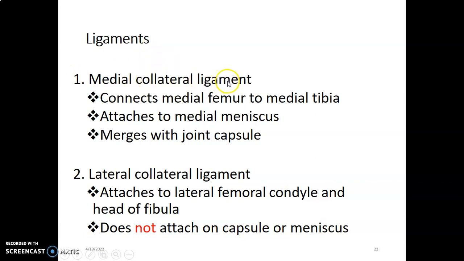The ligaments at the knee, which are stability factors. So we have the medial collateral ligament, which is the tibial collateral ligament, connecting the medial condyle of the femur to the medial condyle of the tibia. Usually they attach onto the medial meniscus, as we have said, and the medial collateral ligament merges with the joint capsule. Then we go to the lateral collateral ligament, which attaches the lateral femoral condyle to the head of the fibula. This does not attach onto the capsule or the meniscus.